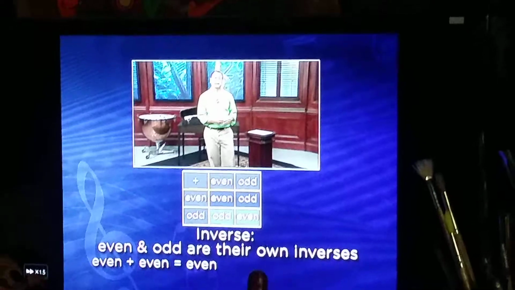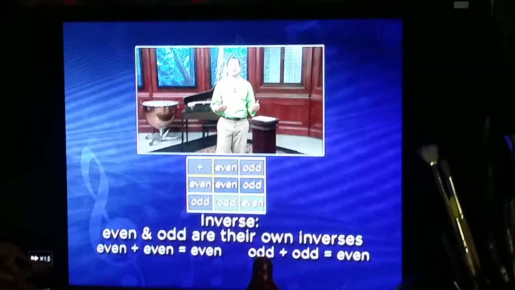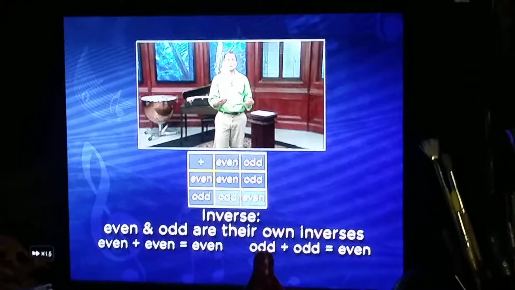And the answer is an even. If we ask that question with an odd, what should we add to that to get an even? The answer is an odd. Let's look at another way to write this.